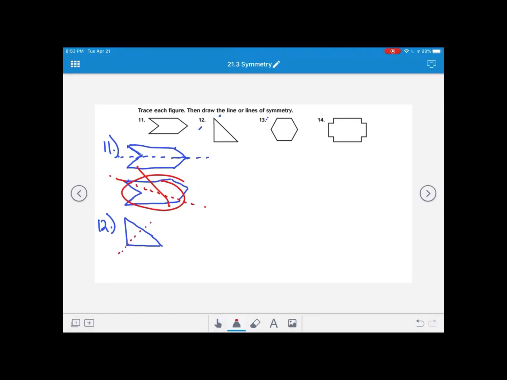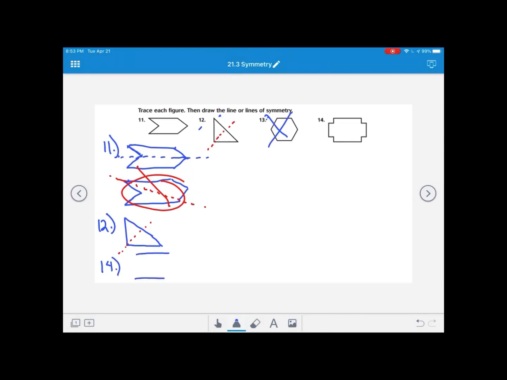Okay, now mine is not perfect, but if I do it on this one, the pieces do look like they are the same. I fold that over, it's going to match perfectly. So that can be our line of symmetry. Let's take a look at number 13. You know what? We're actually going to skip 13 because we've done that twice now. Let's do number 14.